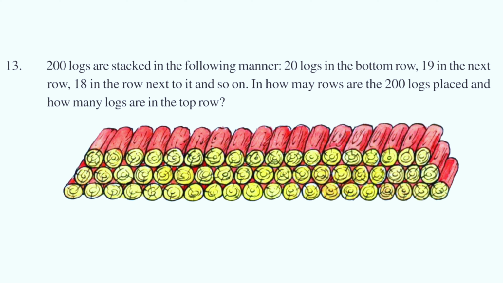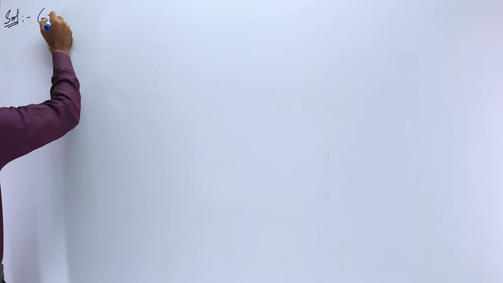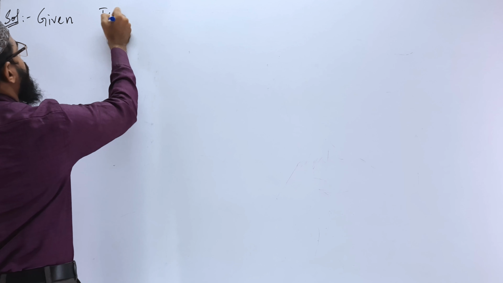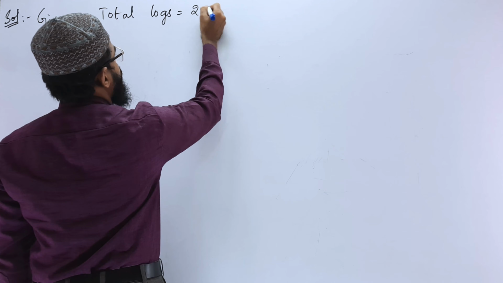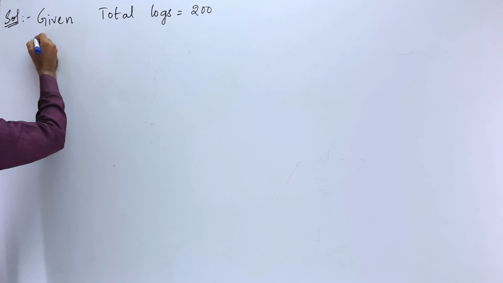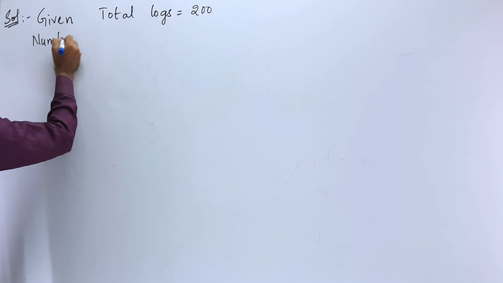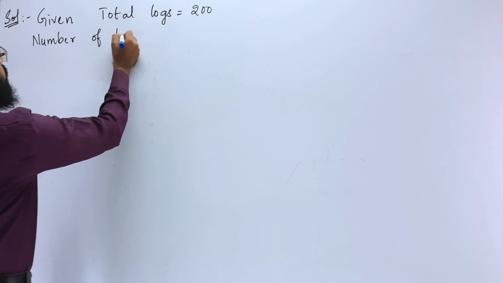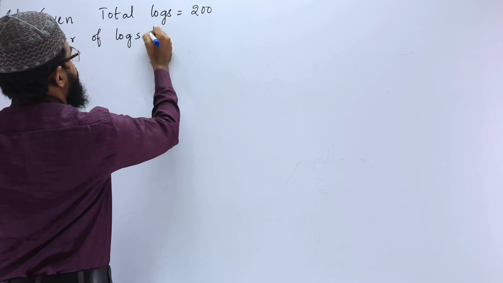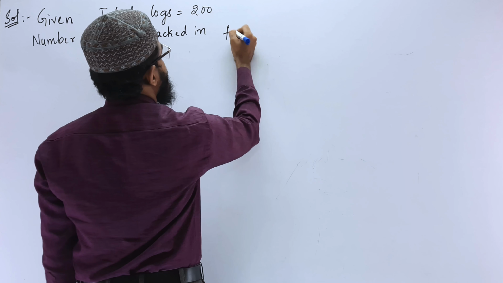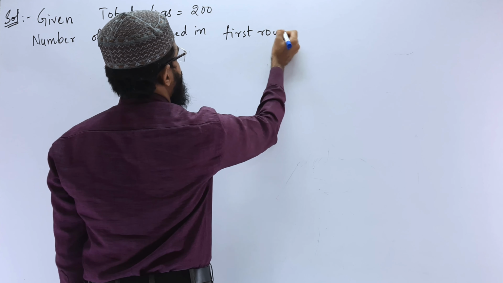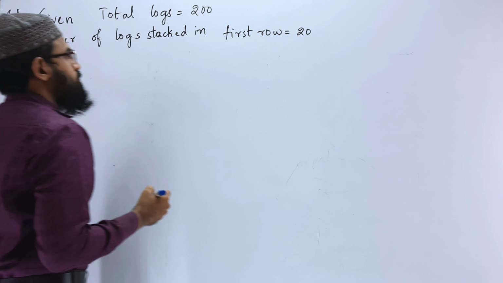Now let us solve this. So given total logs is equal to 200, and the number of logs they have placed in the first row is 20. So the number of logs stacked in the first row is equal to 20.